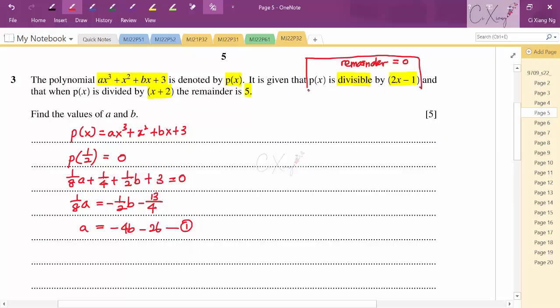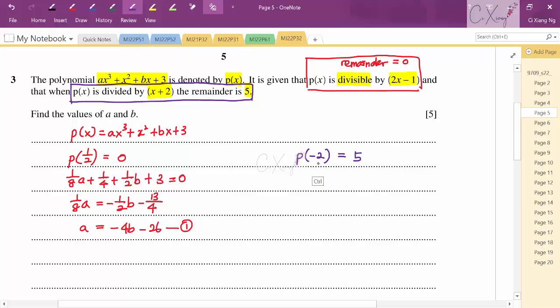All right. Now for the second equation that I can form, I can use this information. If P(x) is divided by x plus 2, then the remainder is 5. Therefore, if I substitute the value x equals negative 2, I will get a remainder of 5, so it equals 5. This is the remainder theorem that we have. And now we're putting negative 2 into all the x.